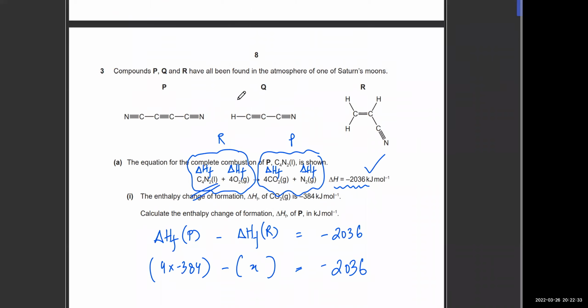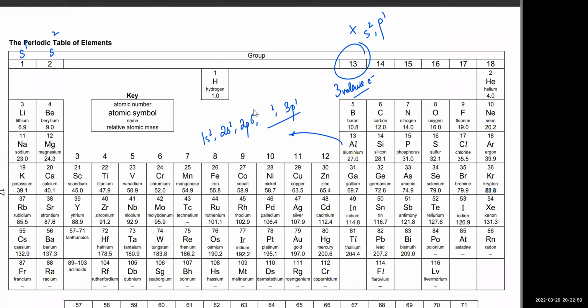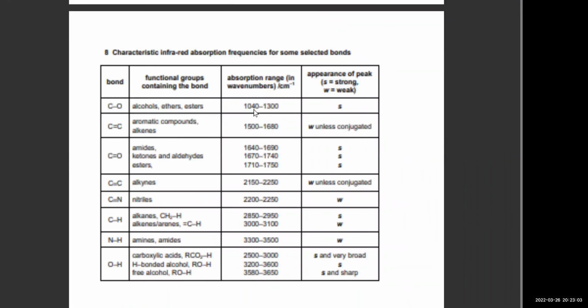So what's the question? Infrared spectroscopy. Identify two absorptions and the bonds that correspond to these absorptions that will appear in the infrared of both P and Q. That means they should appear in both. And you have to identify the bonds in both. So open the data booklet, the table for infrared. Where's the table? Data booklet, the infrared one.